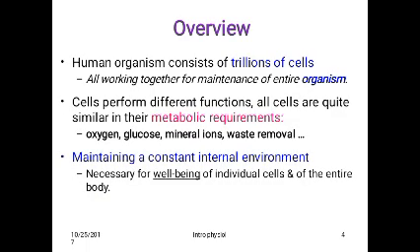Overview. The human organism consists of trillions of cells, all working together for the maintenance of the entire organism. Cells perform different functions. All cells are quite similar in their metabolic requirements: oxygen, glucose, minerals, ions, and waste removal. Maintaining a constant internal environment is necessary for the well-being of individual cells and of the entire body.